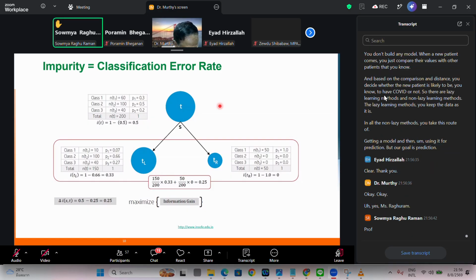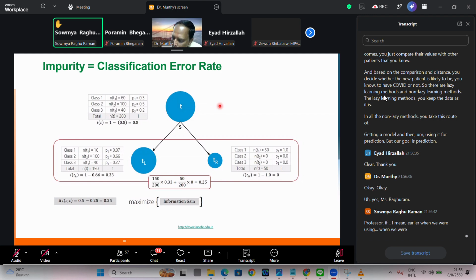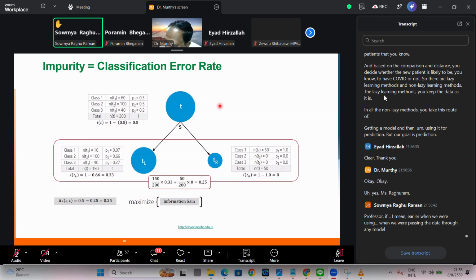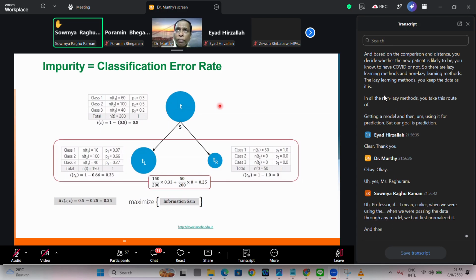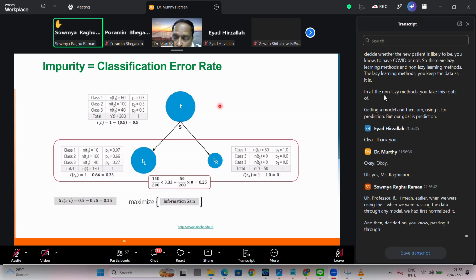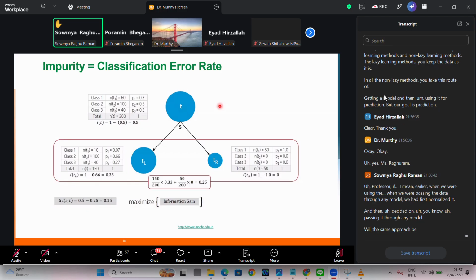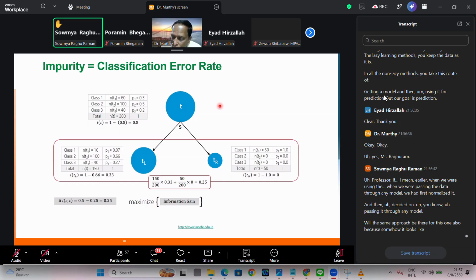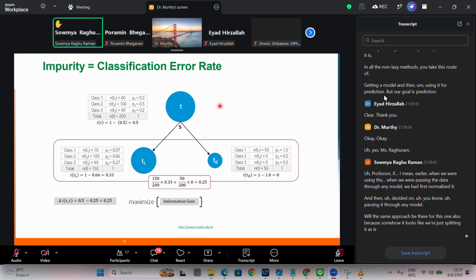Professor, earlier when we were passing the data through any model, we had first normalized it and then decided on passing it through any model. Will the same approach be there for this one also? Because somehow it looks like we're just splitting it as is and we are not looking at normalization.